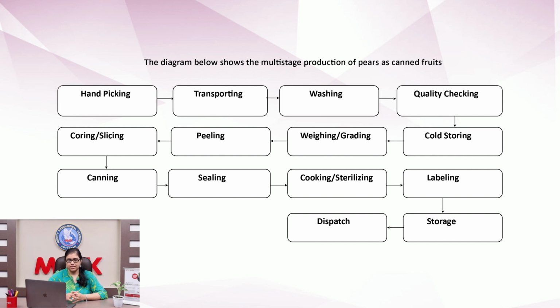The question is, the diagram below shows the multi-stage production of pears as canned fruits, and you can see 14 stages of pears as canned fruits. Here what we see in the diagram is 14 stages where the pears are collected from the farms till the dispatching stage, which is a 14-stage process. Let's look into it.